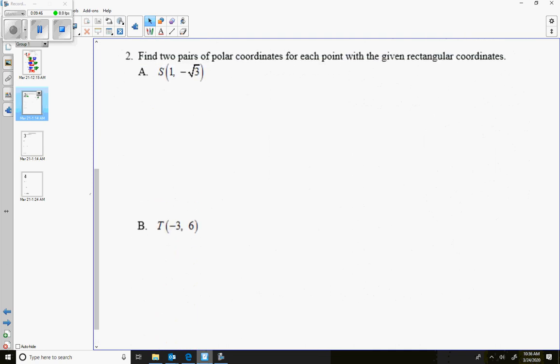All right, so number 2. Find two pairs of polar coordinates for each point with the given rectangular coordinates. Alright, so we have the rectangular coordinates. X is 1, y is negative square root of 3.